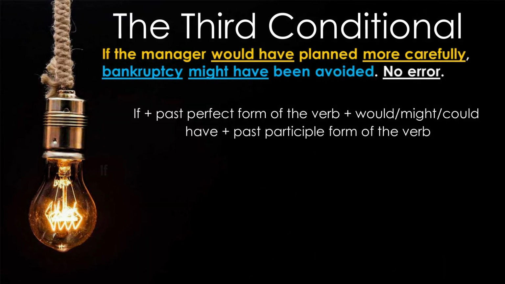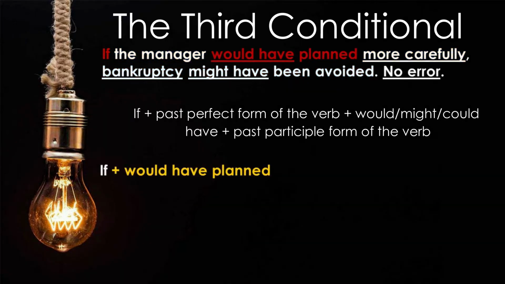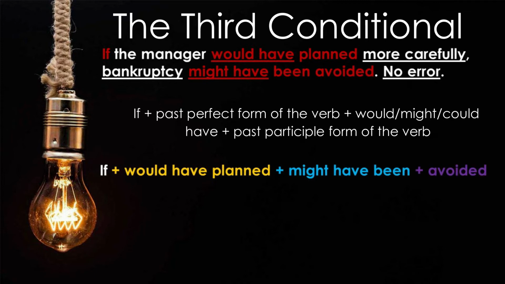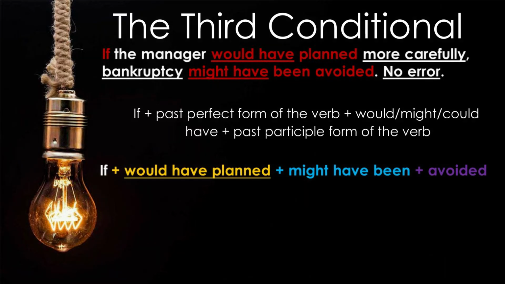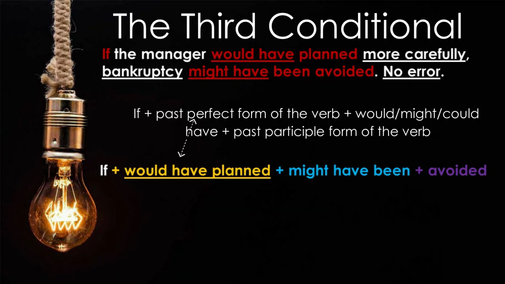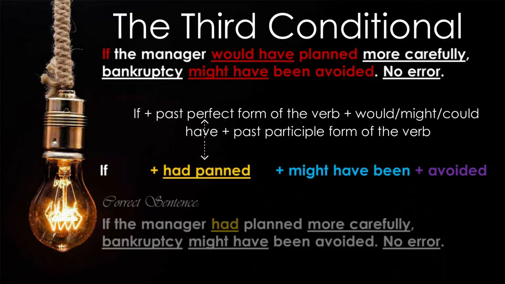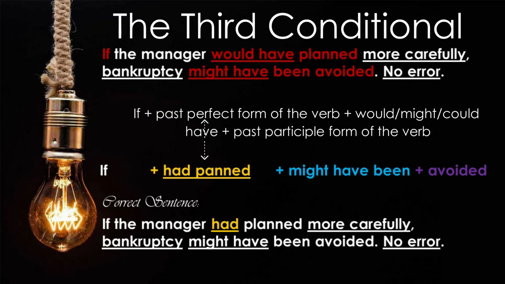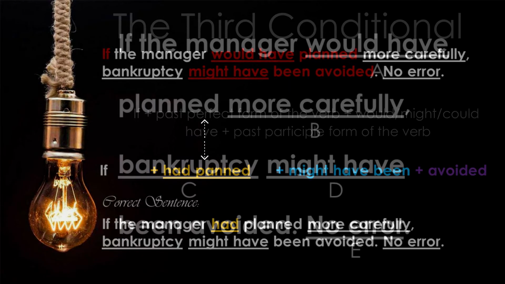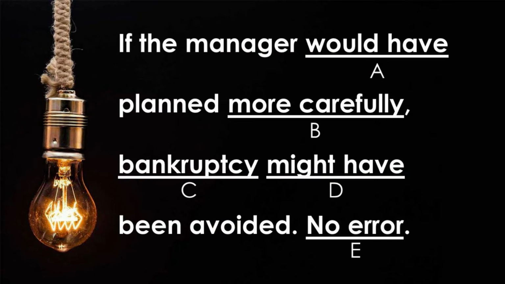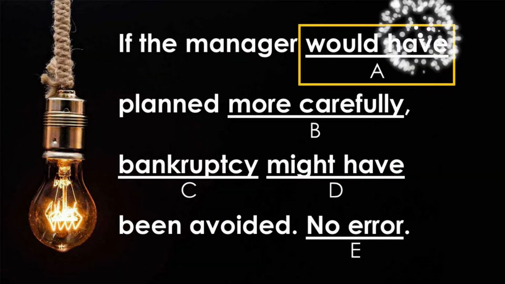In our question, we have if plus would have planned plus might have been plus avoided. Something that doesn't coincide with our format is this one, would have planned, because it should be had planned. If the manager had planned more carefully, bankruptcy might have been avoided. The correct answer is letter A, would have.